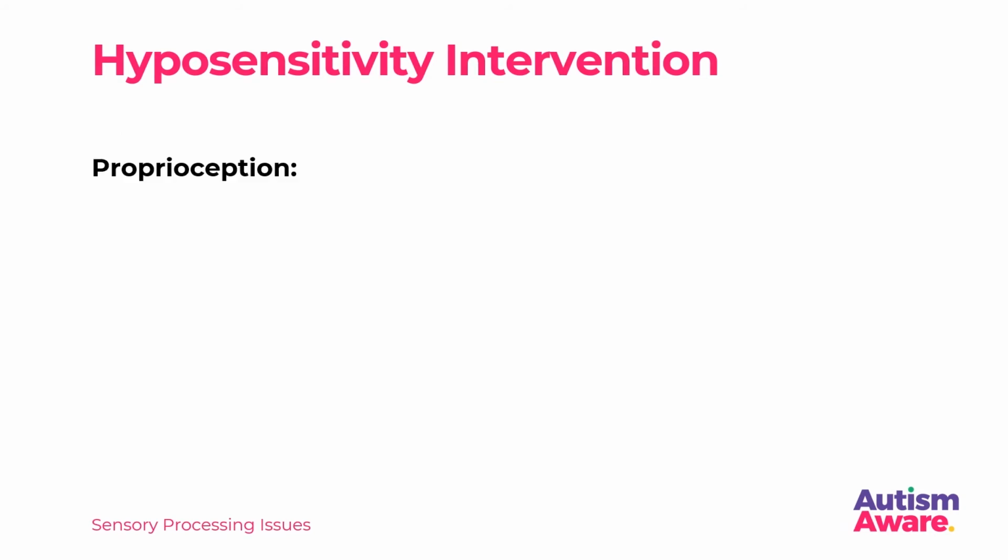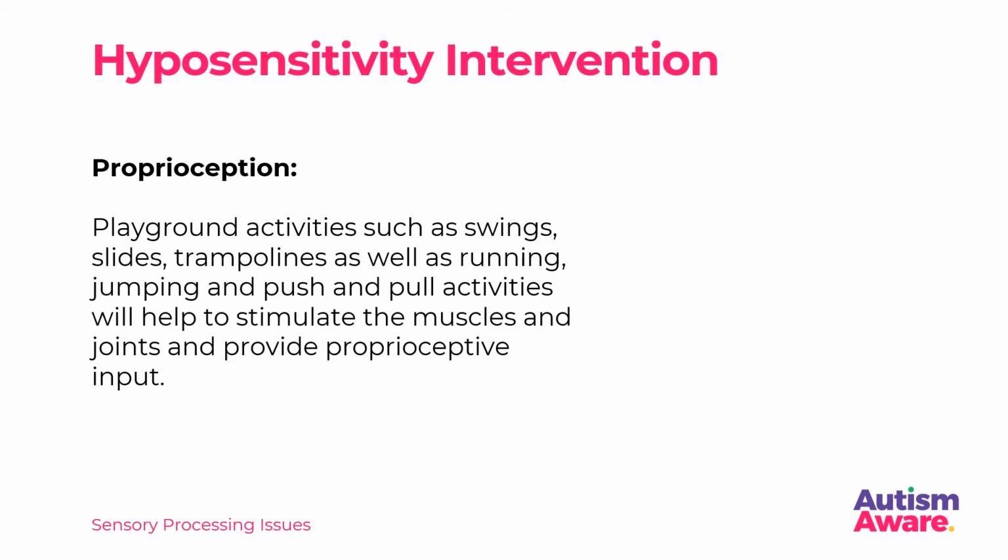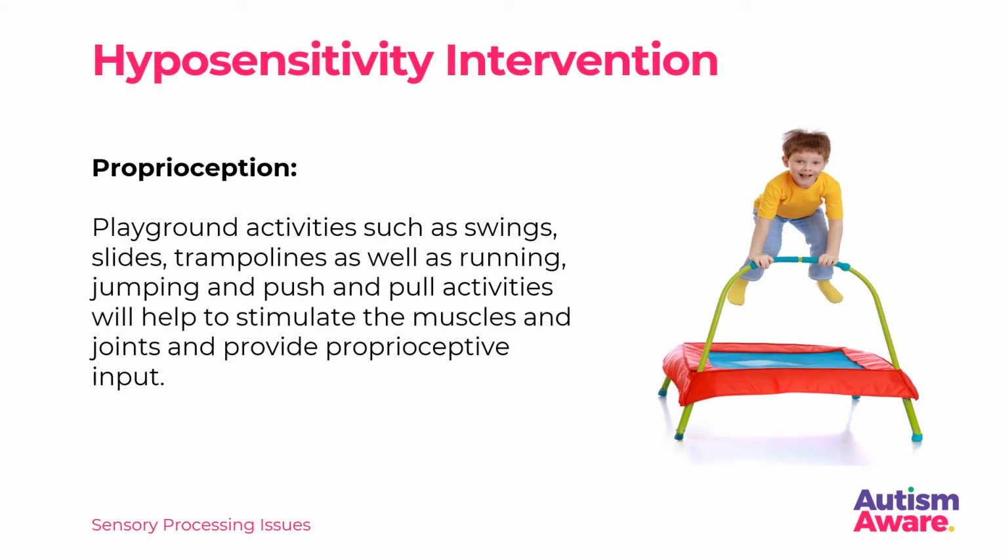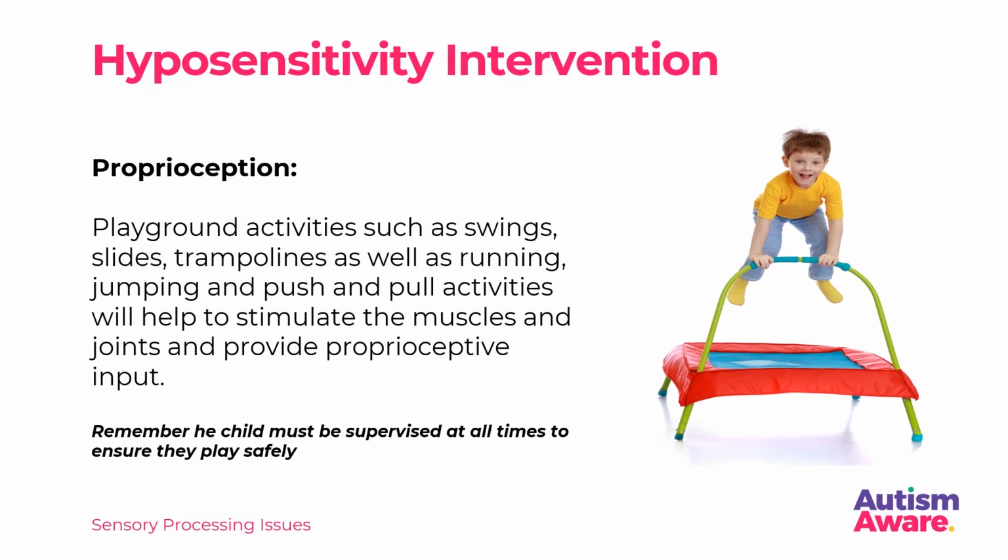Proprioception. Some children have difficulty judging their proximity to others or how much pressure they need to apply to something. They may also have difficulty navigating their way around obstacles. Playground activities such as swings, slides, trampolines, as well as running, jumping and push and pull activities will help to stimulate the muscles and joints and provide proprioceptive input.